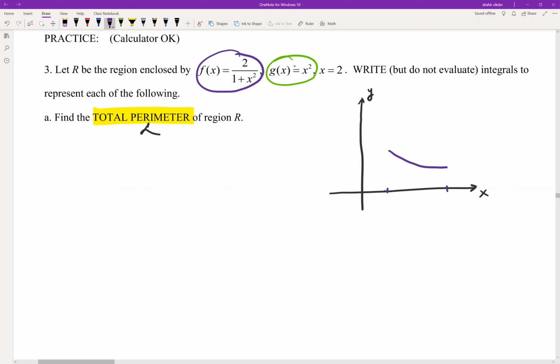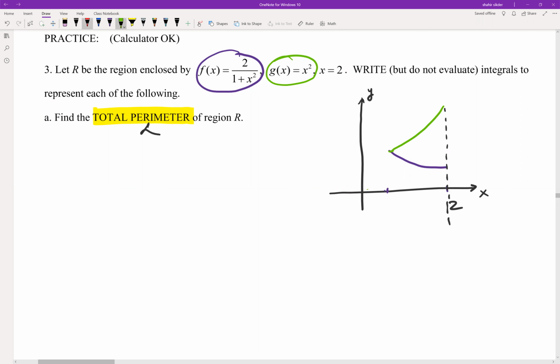I want to know what these values are. Well, I know this value is 2. Why is it 2? Because it's the line x equals 2. So here's that line x equals 2. g of x is a parabola. My parabola would have gone something like this, but the intersection point is going to look something like this, right?